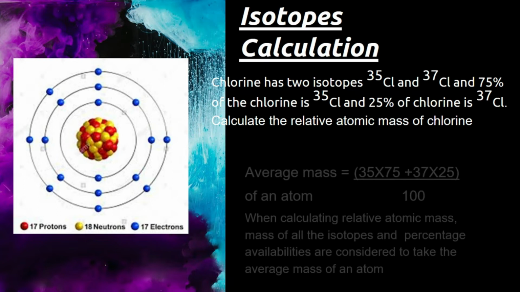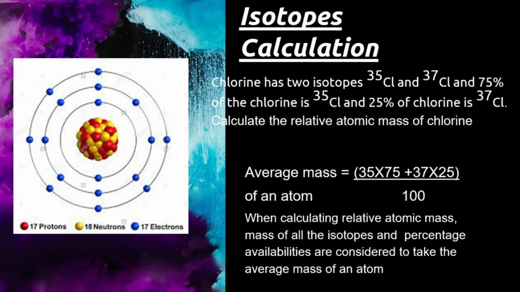As I have done here, where we have the average mass of the atom, 35 times 75, and we add that to 37 times 25 and divide it by 100. So here we are able to calculate the average relative atomic mass of chlorine. This is most of the time a very easy question to score 2 marks in.